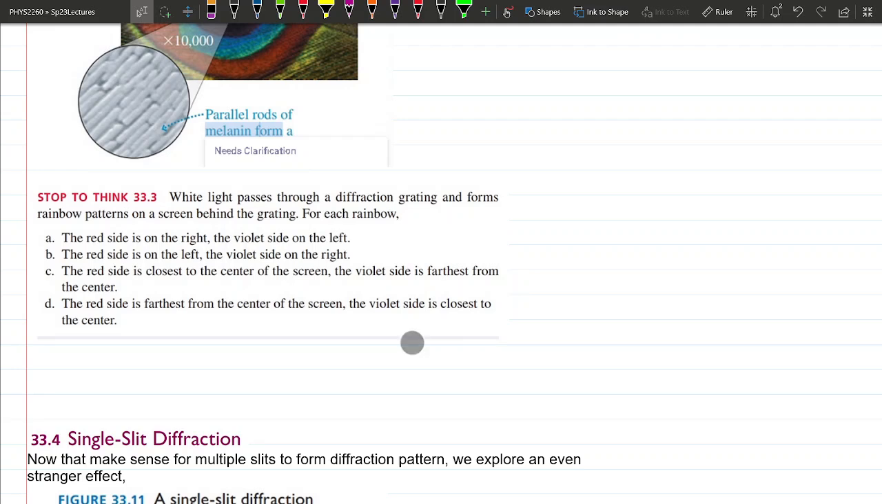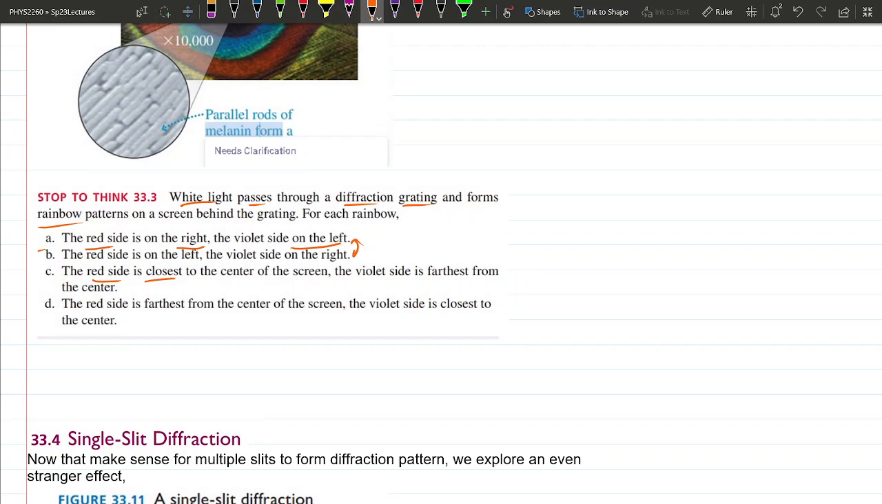So let's say we have white light that passes through a diffraction grating and forms a rainbow pattern. Remember, white light is all the different wavelengths of light combined together. It looks white to us. If that was to happen, what would you see on the other side? Would the red be on the right side, and then the purple, which is the shorter wavelength, be on the left? Or is it the other way, that's B. Or is the red going to be the closest to the center, where the purple is going to be spread further apart? Or is the red light going to be spread furthest apart, and then the purple the closest together?